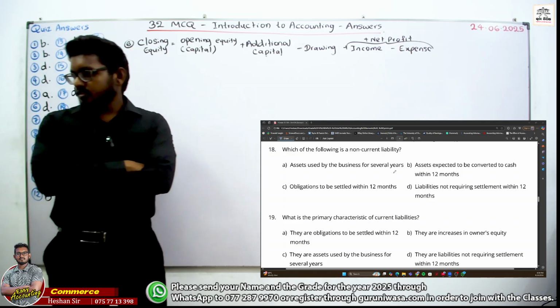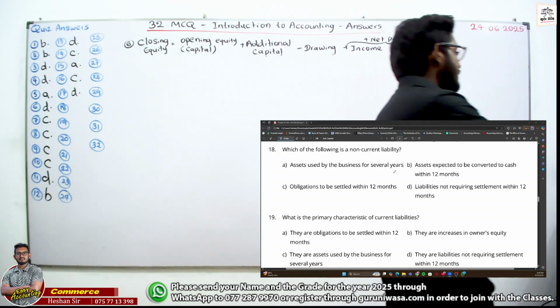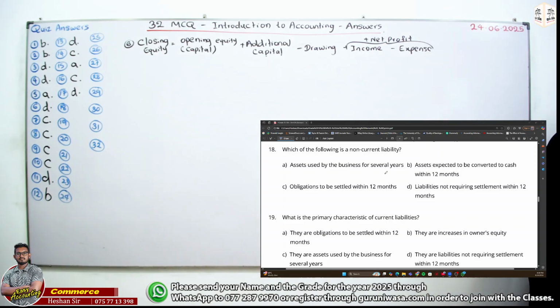Just correct it. Non-current liability means liabilities, obligations that can be settled, not within, by taking more than 12 months.